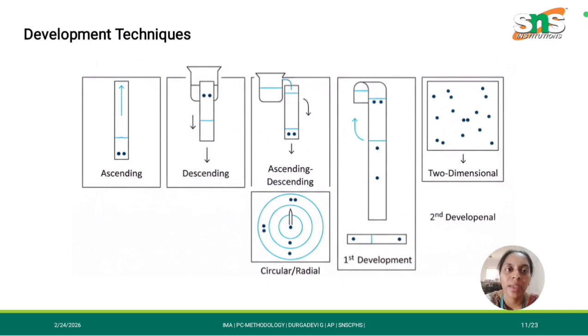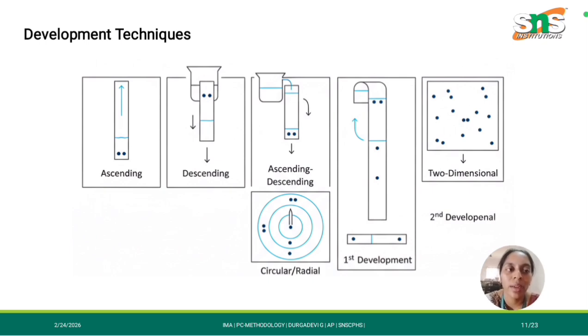In ascending and descending, two mobile phases are kept, one at the bottom and another at the top. This can be used for the separation of complex mixtures, like a continuous development. First the development is done in the ascending manner and then in the descending manner.